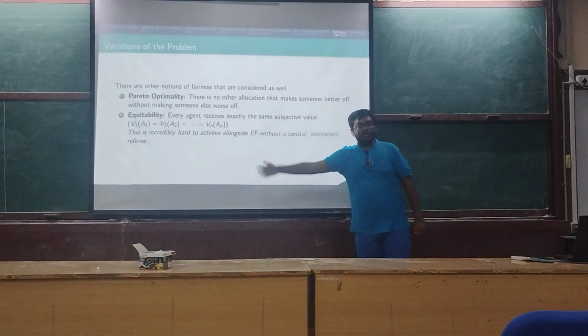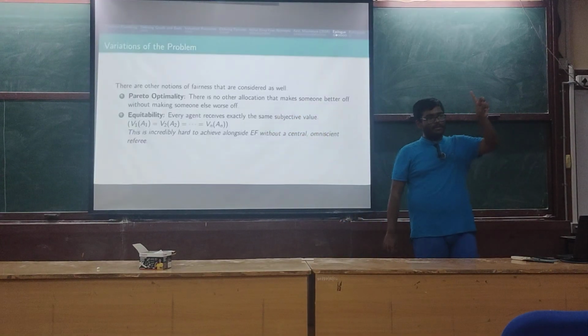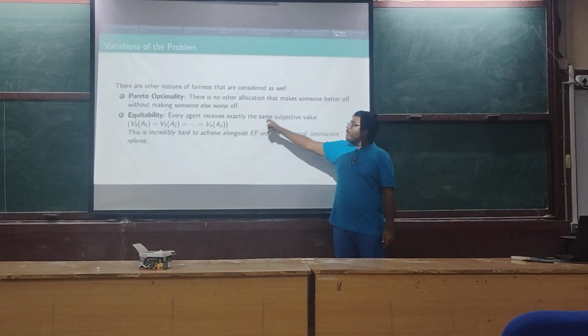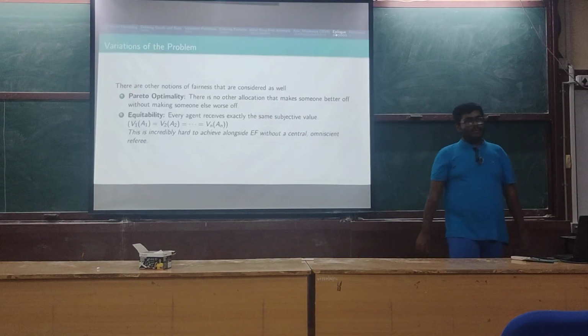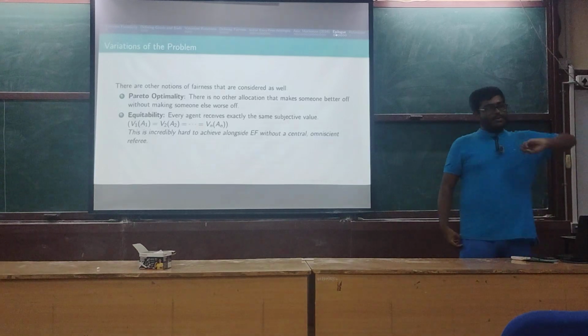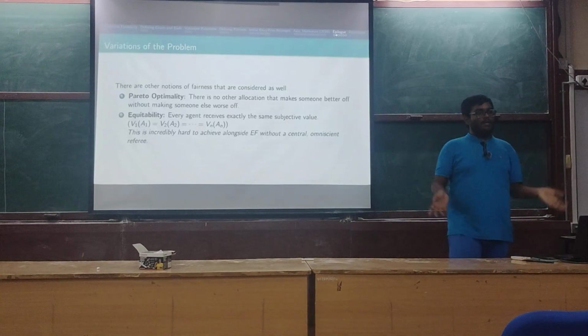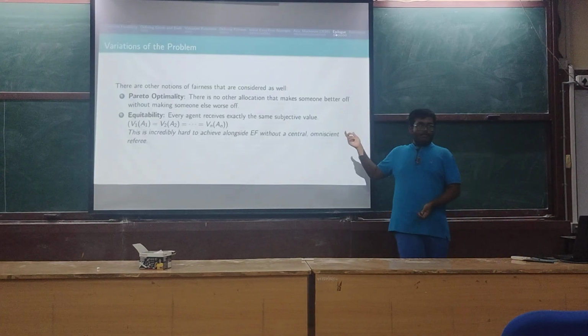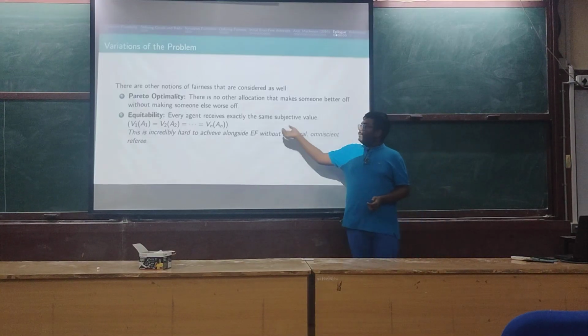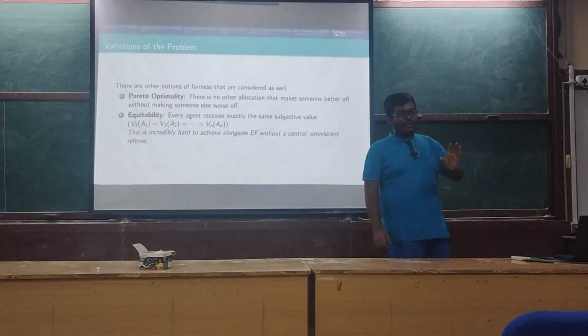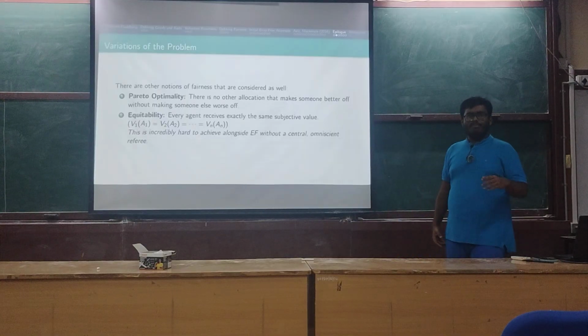So there are a few other notions of fairness. We had defined two of them, proportionality and envy-freeness. There is another one which is important, which is Pareto optimality, which basically says that I have this particular allocation, and there is no other better allocation of this piece of cake without making somebody a loser. And equitability, which is the hardest one. It's very hard to satisfy.